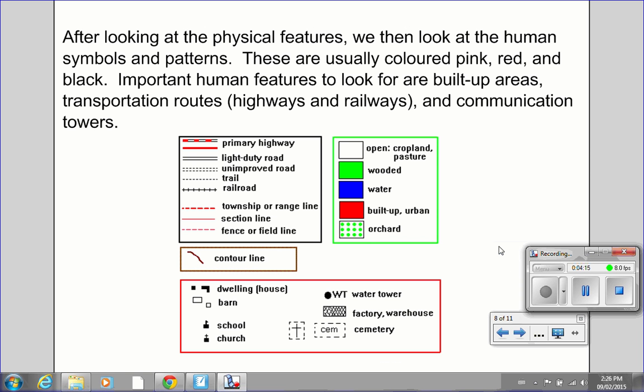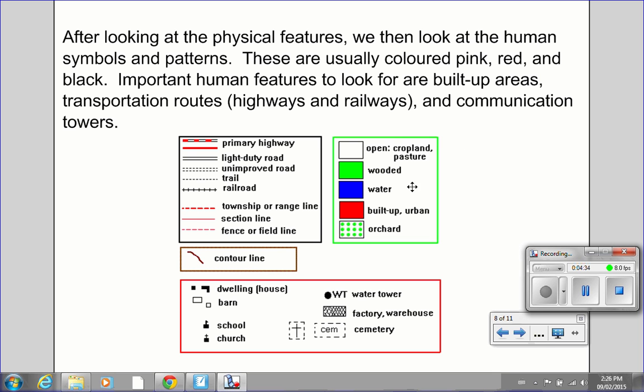After looking at the physical features, we then look at the human symbols and patterns. These are usually colored pink, red, and black. Important human features to look for are built-up areas, transportation routes, such as highways and railways, and communication towers.